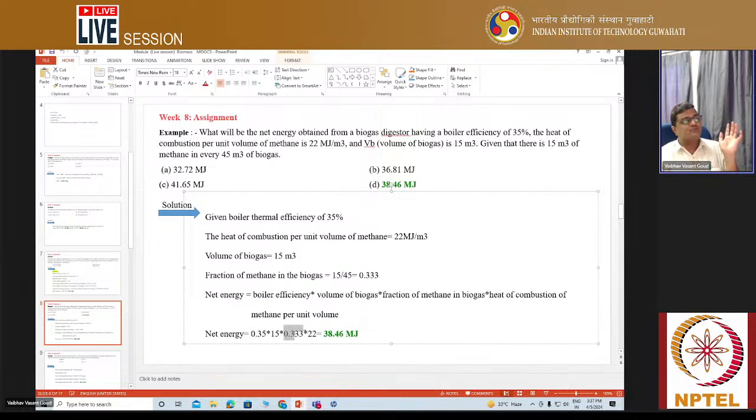If you neglect this 0.33 and simply multiply this, your answer may not be the exact one, because then you are calculating the net energy from the entire biogas. But the entire biogas is not taking part in the combustion. Only the methane fraction is taking part in the combustion. So the specific energy which is obtained, as mentioned in the example, is the net energy obtained from the digester, net because of the combustion of only the methane.